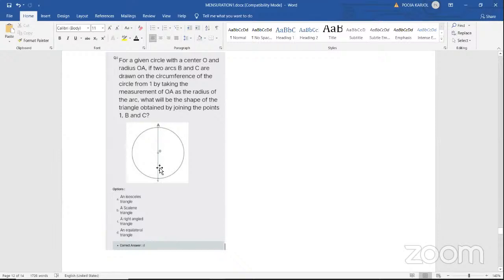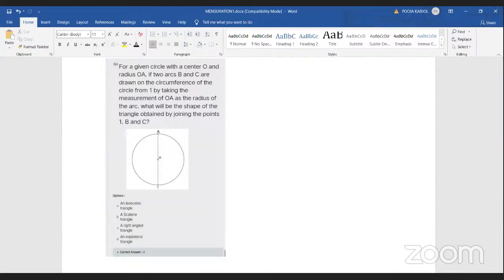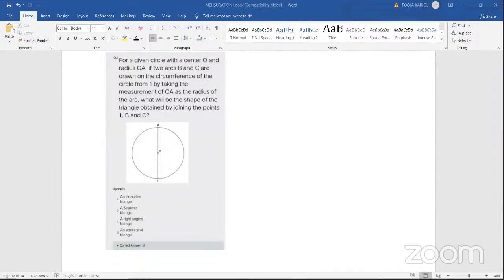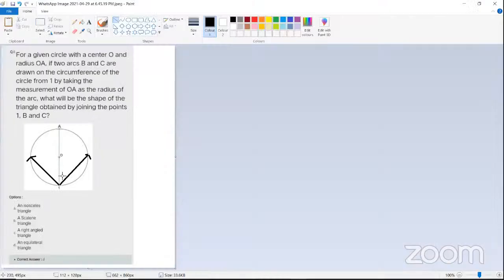Okay, so if you take OA as the radius of the arc, which is again O, correct? And you draw an arc. I'll show you guys. So you draw an arc of length OA here, and here. So this is B, this is C. OB is equal to the radius of the whole circle. OC is also equal to the radius of the whole circle. So OB and OC are equal.